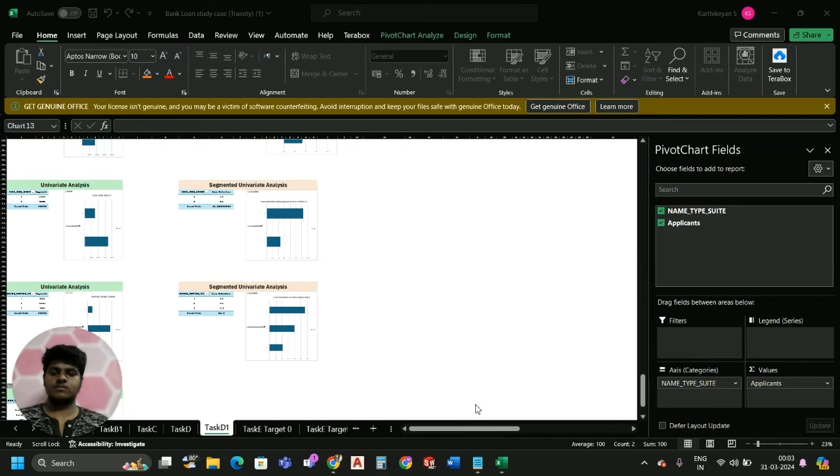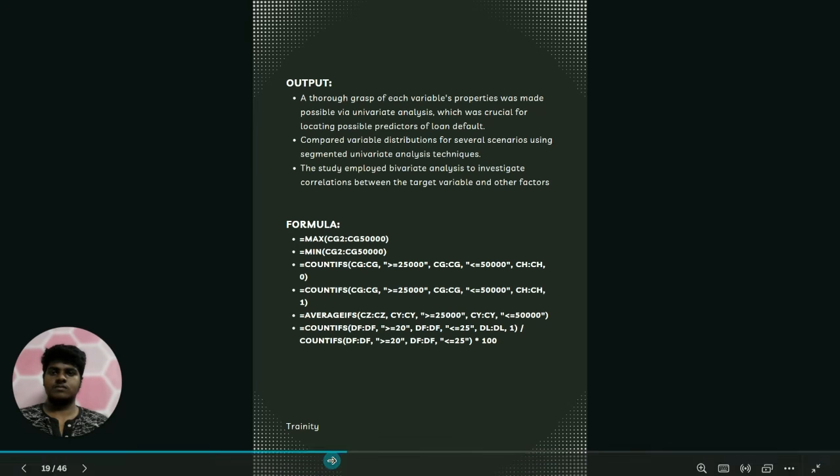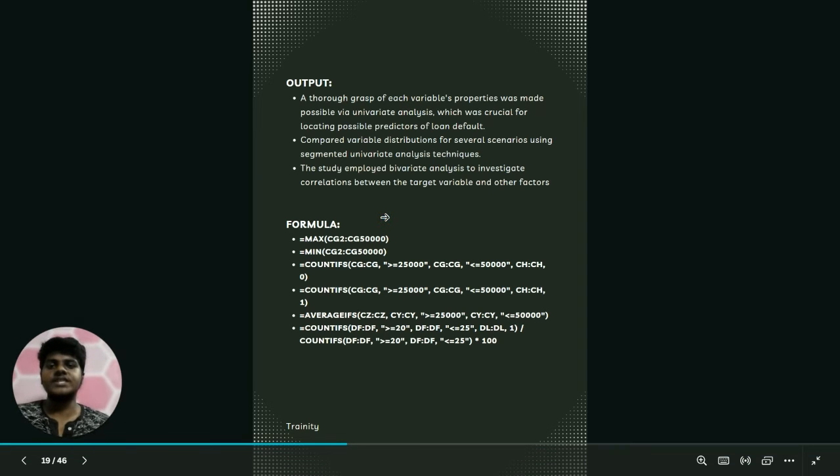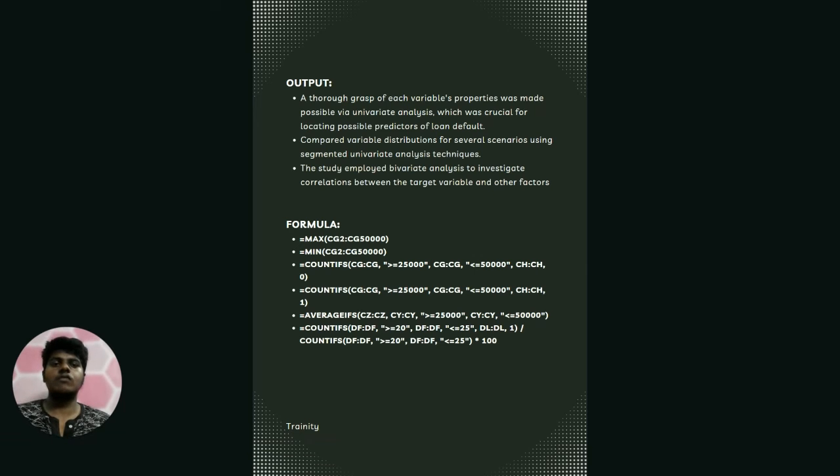Next, by doing this analysis, it's easy to find potential predictors of loan default. It required a full understanding of each variable's characteristics, which could only be achieved through univariate analysis. Utilizing segmented univariate analytic approaches, variable distributions of many situations were compared. In order to look at the correlation between the study's target variable and other variables, bivariate analysis was used. These are the formulas I have used to do this analysis.